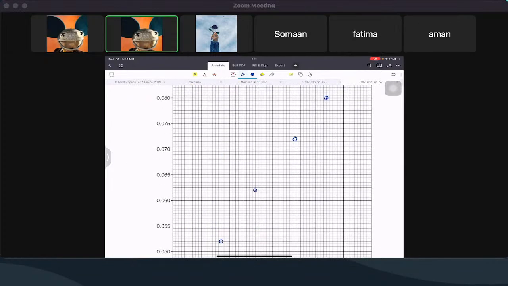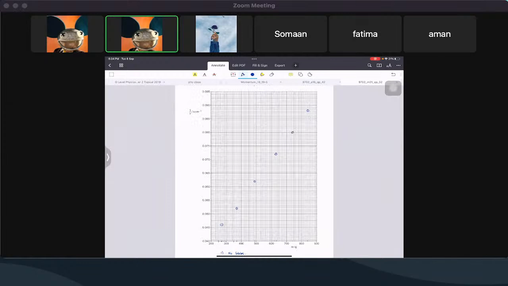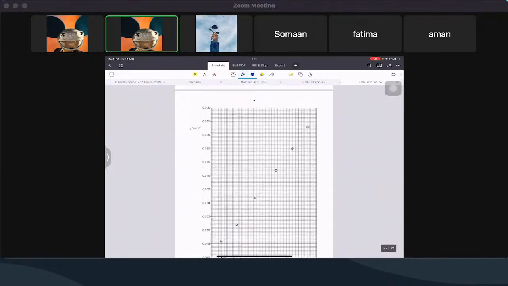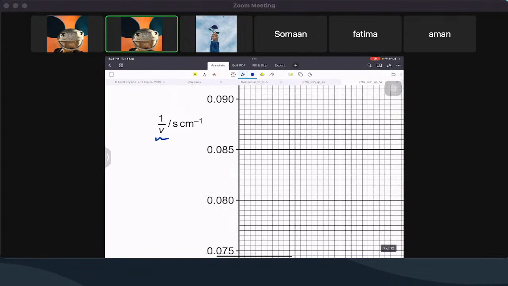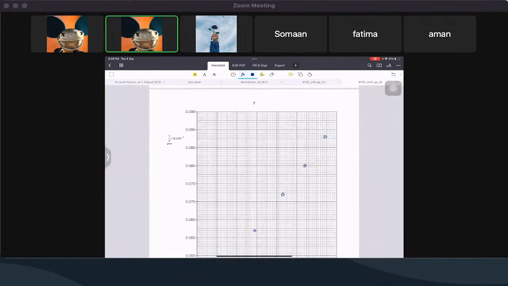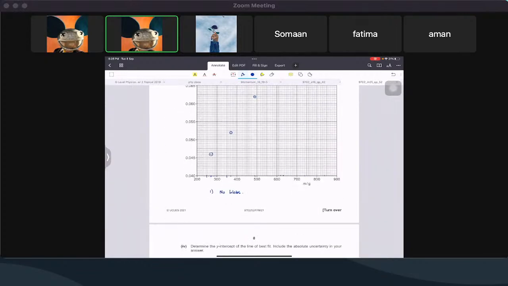So now that we have plotted the whole thing, now we're gonna make the error bars. So how do you make the error bars? First of all, I would like to tell you that the value that has uncertainty is 1 upon v. So which means that error bars would be vertical. If the value with the uncertainty was horizontal, then error bars would be horizontal. Let me show you how to make them.